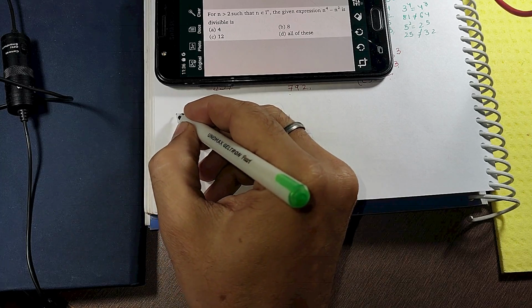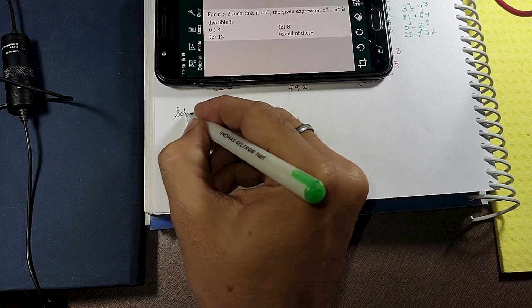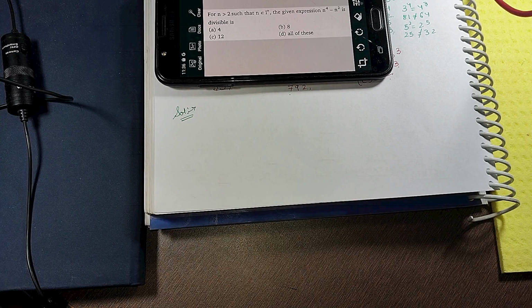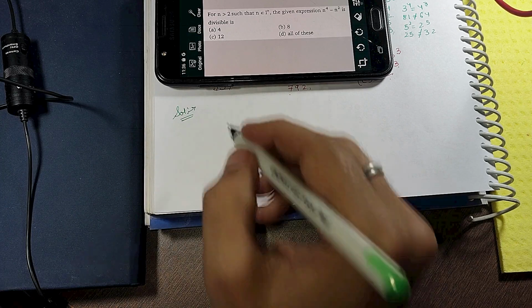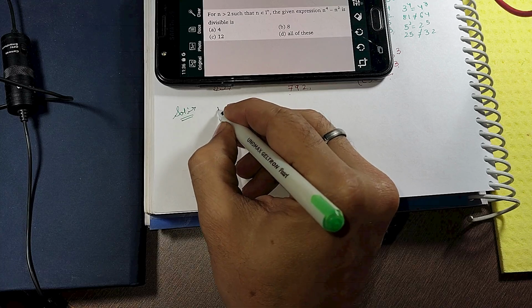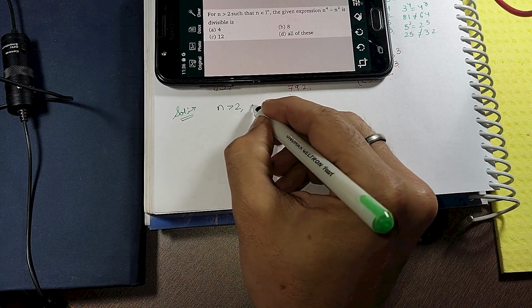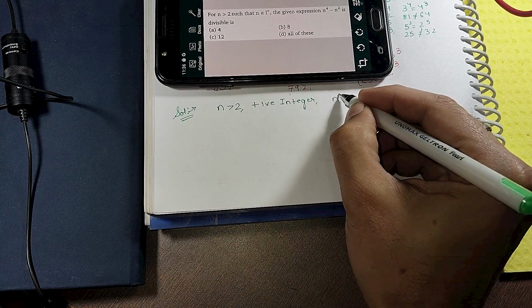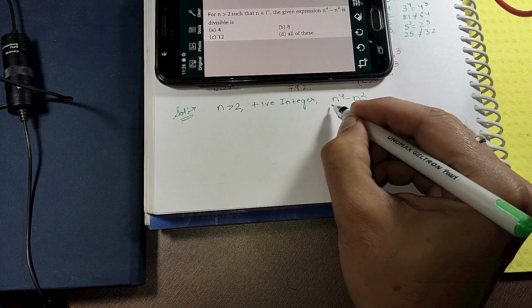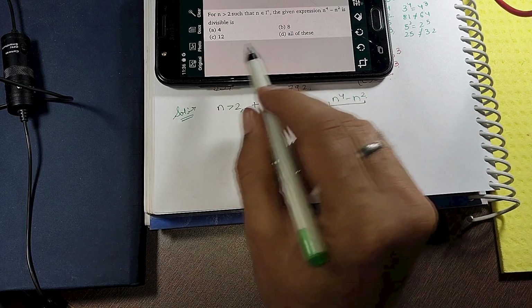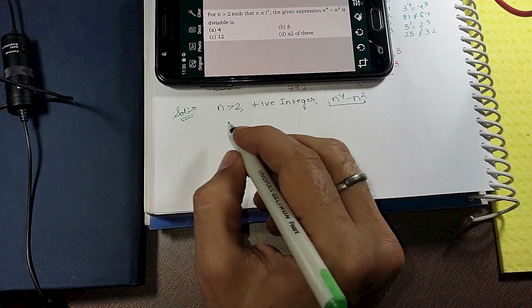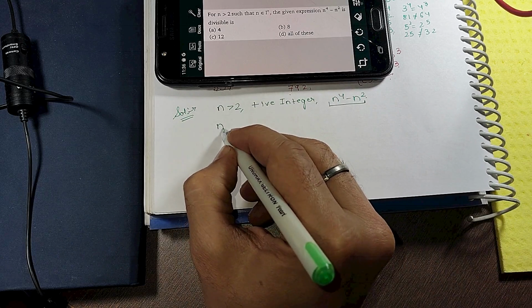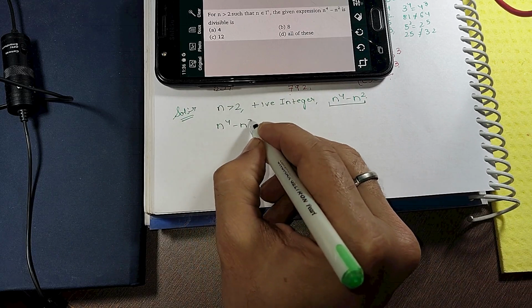For n greater than 2, such that n belongs to positive integers, the given expression n raised to power 4 minus n square is divisible by. So we have been given that n is greater than 2 and it is a positive integer. So we need to find whether n raised to power 4 minus n square is divisible by 4, 8, 12 or all of these. So first of all we will write n raised to power 4 minus n square.